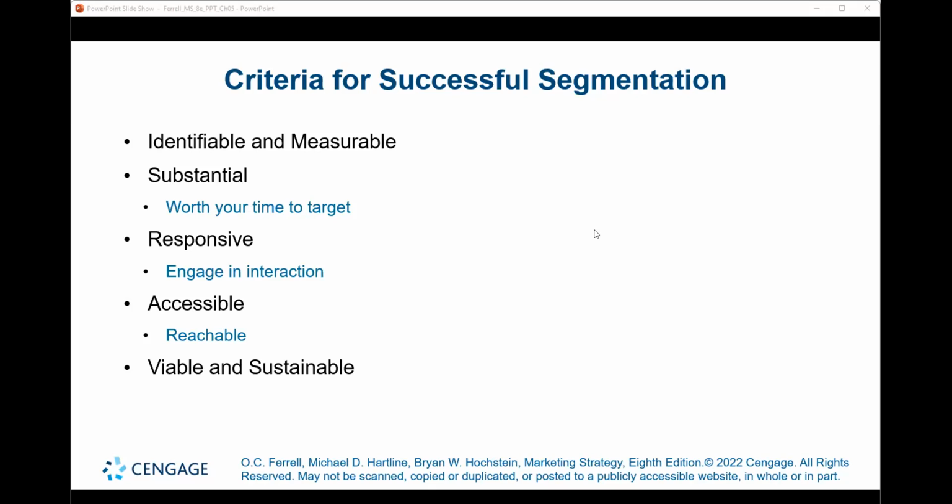Excuse me, that's accessible. My bad. Accessible is communicating and reaching. My bad, all right? Engaging in interactions means that as a corporation, I have to respond to changes in the market, that I can change my marketing behavior as the segment changes.